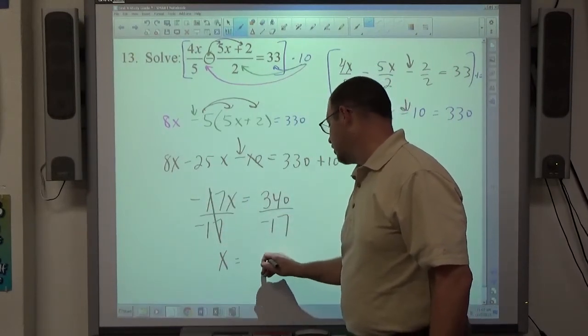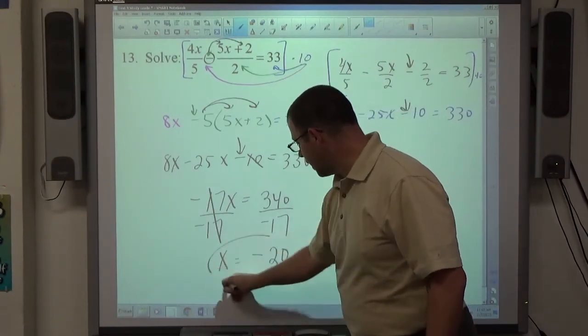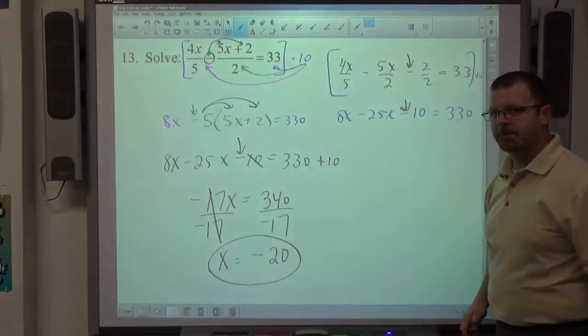Positive divided by negative is a negative. 34 divided by 17 is 2. And then add a 0, so negative 20 is the answer to that.